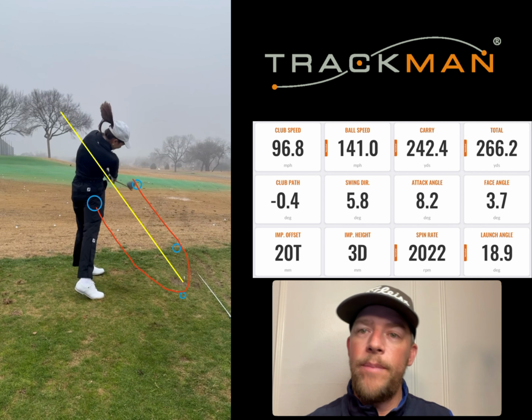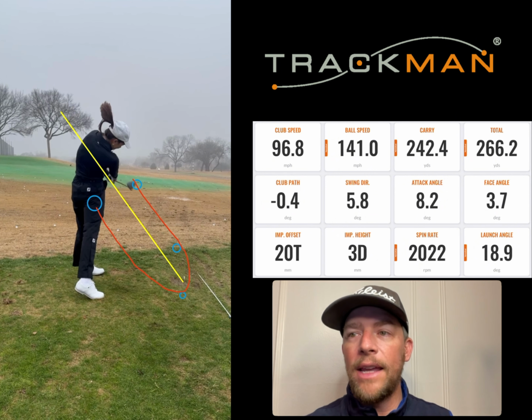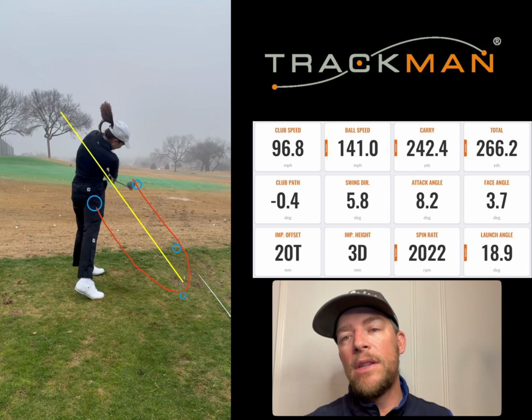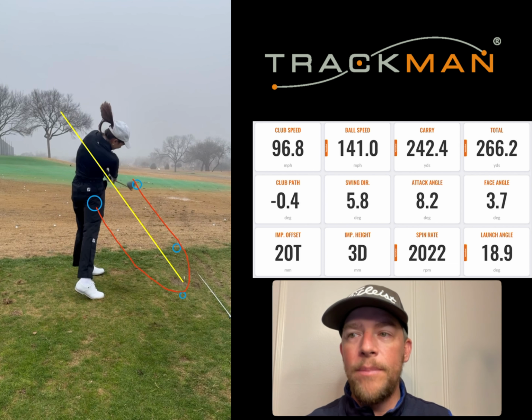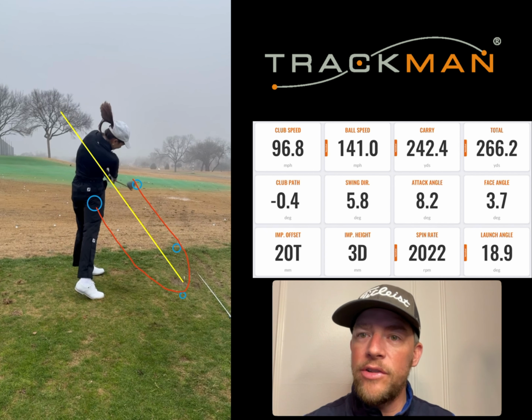And so when we shift back to club path, it is really a marriage of swing direction and attack angle. If you want to think of it this way, the attack angle is working up and left while the swing direction is working to the right. So in this case, with the attack angle being more positive or more up than the swing direction, that's why the club path is actually left.